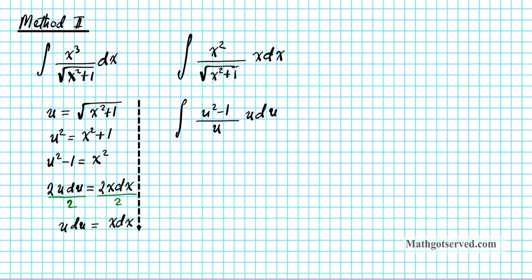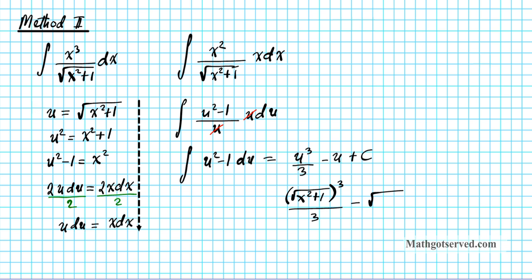Now let's take a look at this expression. What can be done here? You notice that the u's can cancel out, and we're going to have the integral of u squared minus 1 du. Now we can use the power rule here. It's pretty straightforward to evaluate. So this becomes u to the third over 3 minus u plus c. Now remember that the original problem was in terms of x, so we have to put our x's back into the equation. Wherever we see u, we put the square root of x squared plus 1. So we have the square root of x squared plus 1 to the third power over 3 minus the square root of x squared plus 1 plus c.